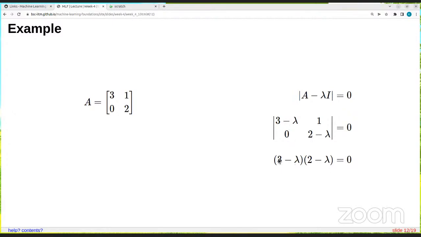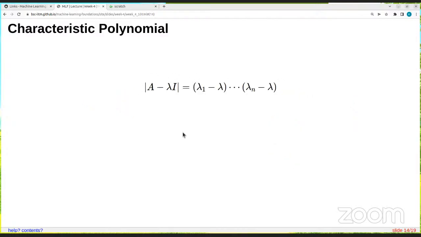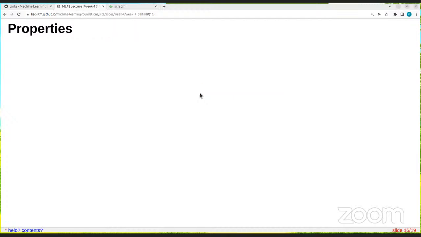So lambda equal to 2 and 3 are the eigenvalues. In general, for an n by n matrix, this will factor into n such monomials. Monomial, I hope you remember what it is, just degree 1. So lambda 1 minus lambda, into lambda 2 minus lambda, and so on till lambda n minus lambda. This expression on the right hand side is what is called the characteristic polynomial. Every matrix will have one polynomial.